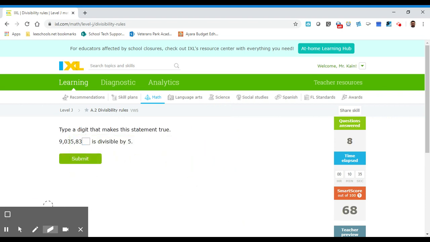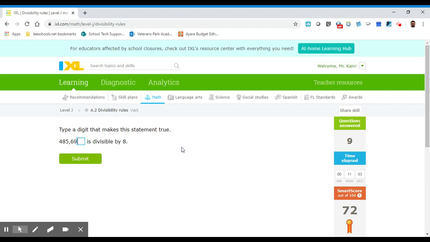Okay, we have a different type of question here. This one says you have to type in a digit, right? So 9,035,830 blank is divisible by 5. So we know if something is divisible by 5, it has to end in a 0 or 5, right? Let's put a 0 there. Something that's divisible by 8. So what could we put here so that the last 3 numbers are divisible by 8?